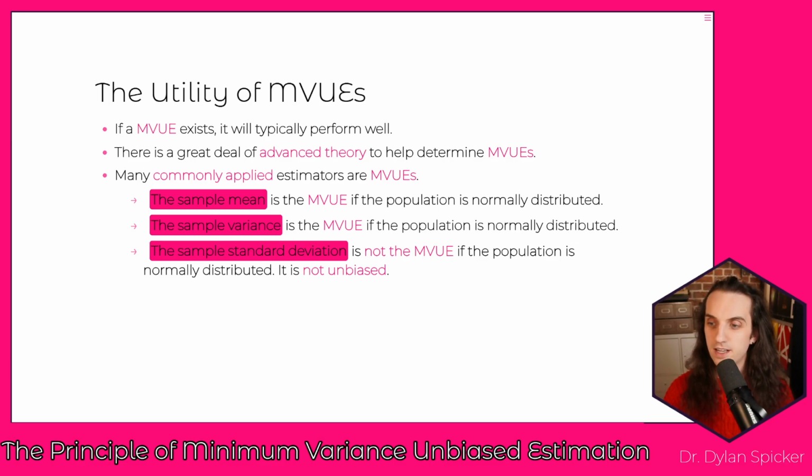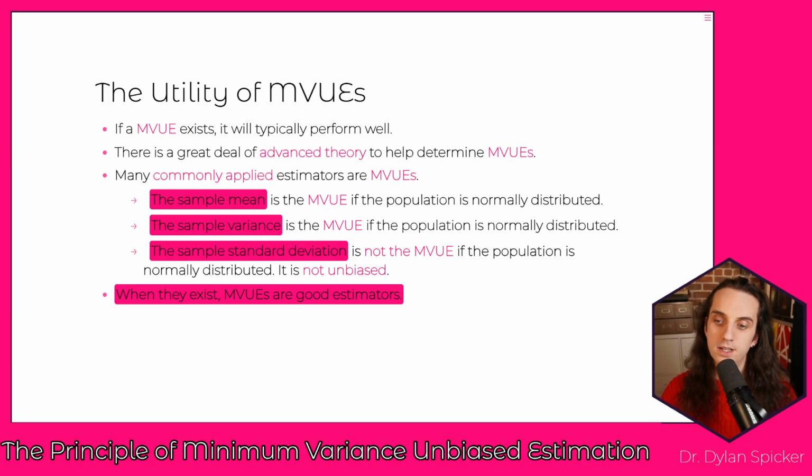The sample standard deviation is not the MVUE if the population is normally distributed. Right? So it's worth thinking about, why is this the case? Well, the sample standard deviation is not actually unbiased for the parameter, right? And so even though the sample standard deviation is a very reasonable estimator, it's not an unbiased estimator, and so therefore it can't be the MVUE.